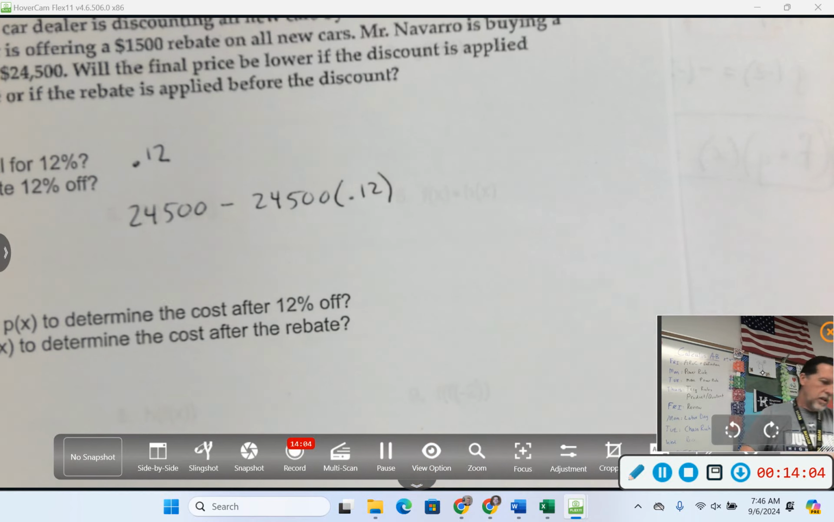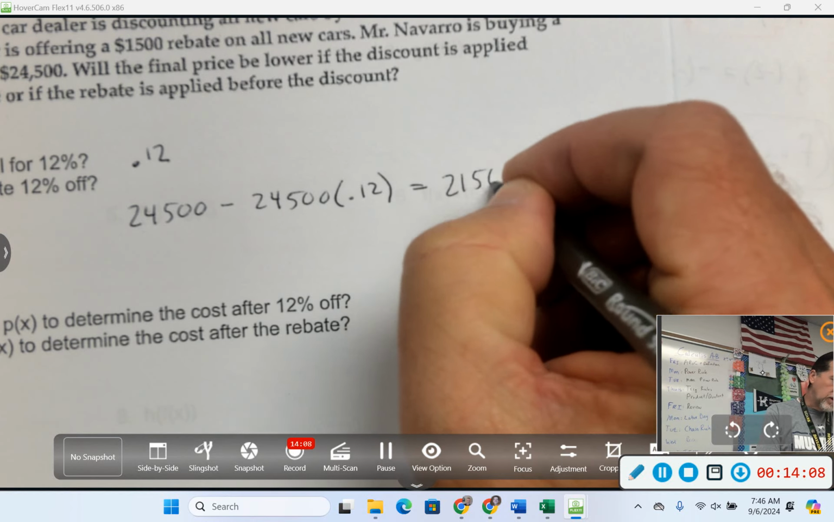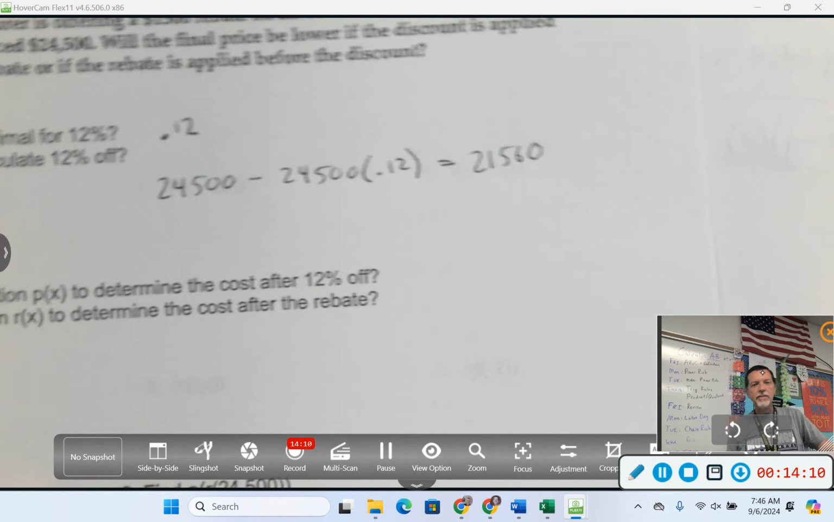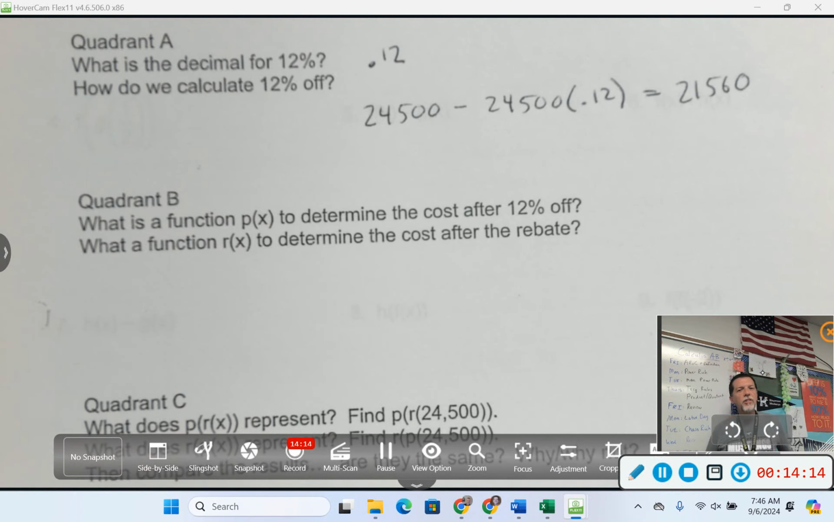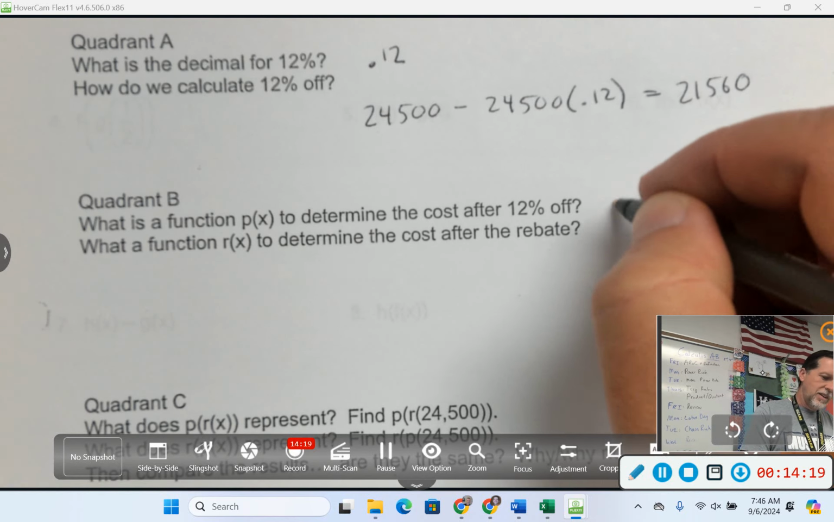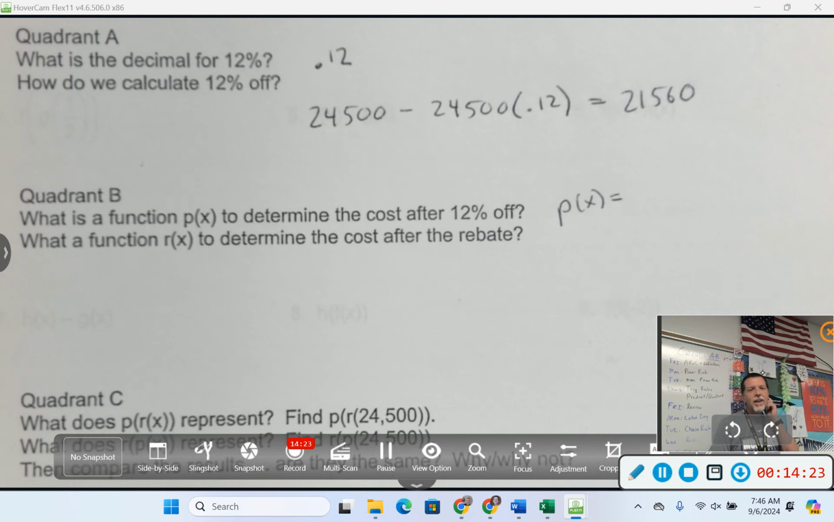So how do we calculate? I don't guess it asks us to calculate, but I don't know how else to answer that question. What is a function p of x to determine the cost after 12% off? So what's the price after you take 12% off? If x is the original cost, what do you do to get 12% off?